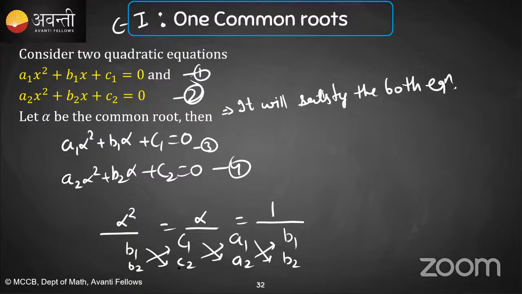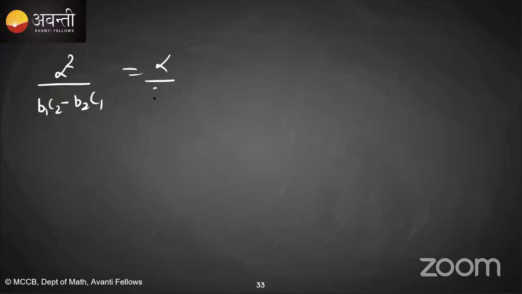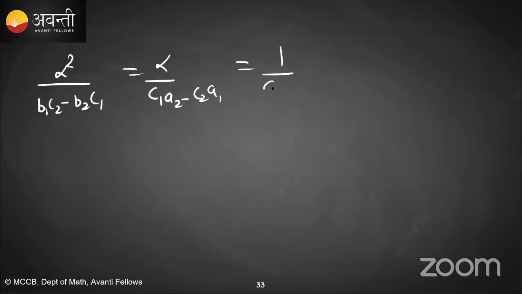This will become B1 C2 minus B2 C1, right? So it becomes alpha square upon B1 C2 minus B2 C1 is equal to alpha upon, look from here, alpha upon C1 A2 minus A1 C2, right? C1 A2 minus C2 A1 is equal to 1 upon the same A1 B2 minus A2 B1, A1 B2 minus A2 B1, right? Is there any doubt, students? Is there any doubt? Everyone knows this method, right?